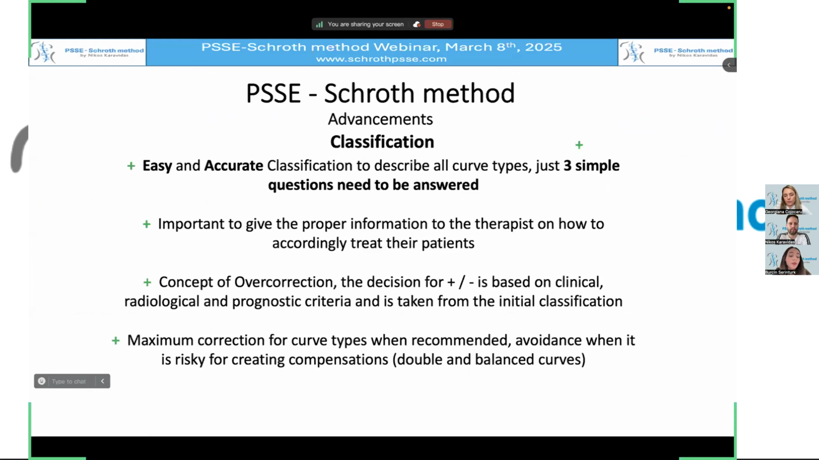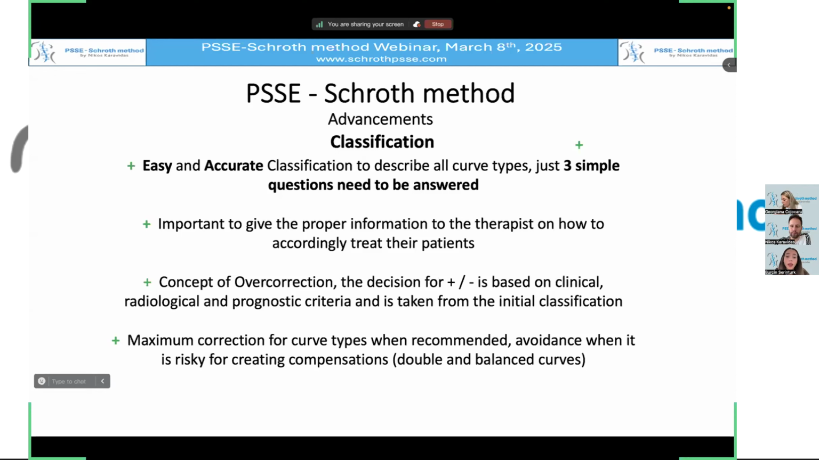And we all know that the role of classification is big, because the role of classification is not just to say this is one classification and this is another classification. We need to give the proper information to the therapist on how to accordingly treat their patient, which is really important. We introduce the concept of overcorrection. You will see the overcorrection concept later: how and when we use overcorrection, and when we shouldn't use overcorrection. The decision of overcorrection is based on clinical, radiological, and prognostic criteria.